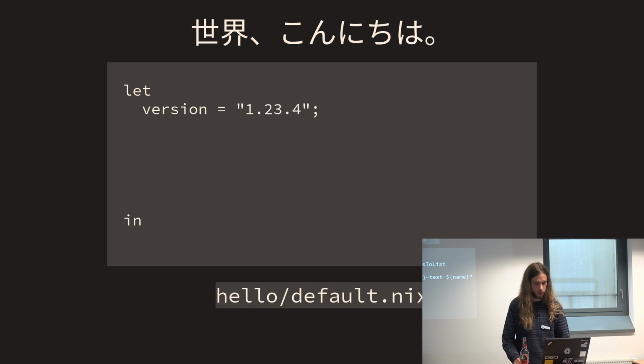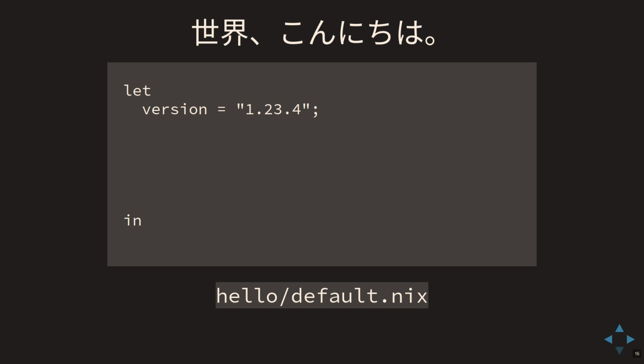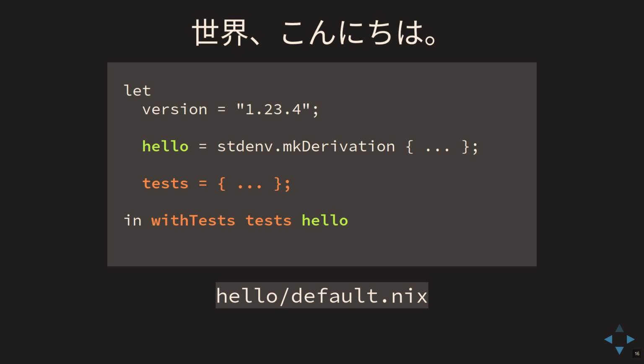To see that this works, Sekai konnichiwa, hello world, hello Welt. We use the new hello program. We changed the derivation a little bit. So we put the original make derivation inside a let, assign it to the name hello, and call withTests with our new tests.